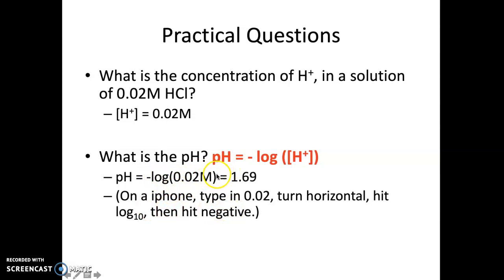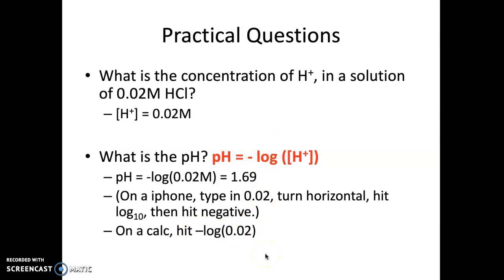Then you hit your negative sign. So when I put 0.02 log, it'll get negative 1.69. Then I have to hit the negative sign to get positive 1.69. On a calculator, I can just plug in negative, not minus, negative log 0.02, and I will get the same number.